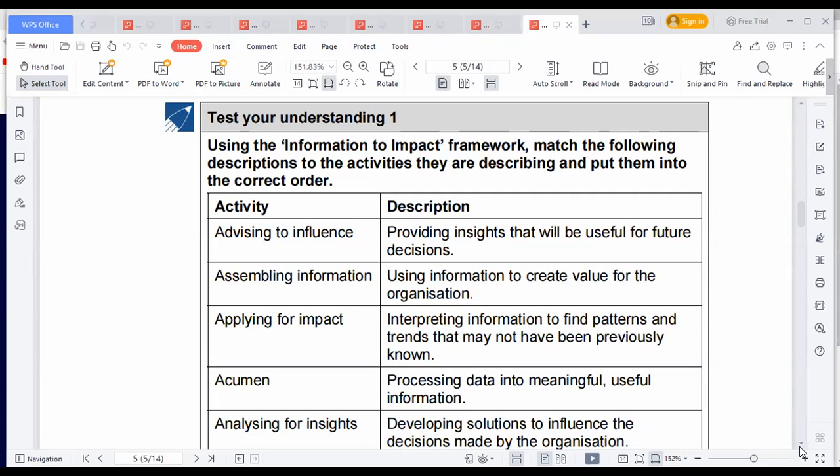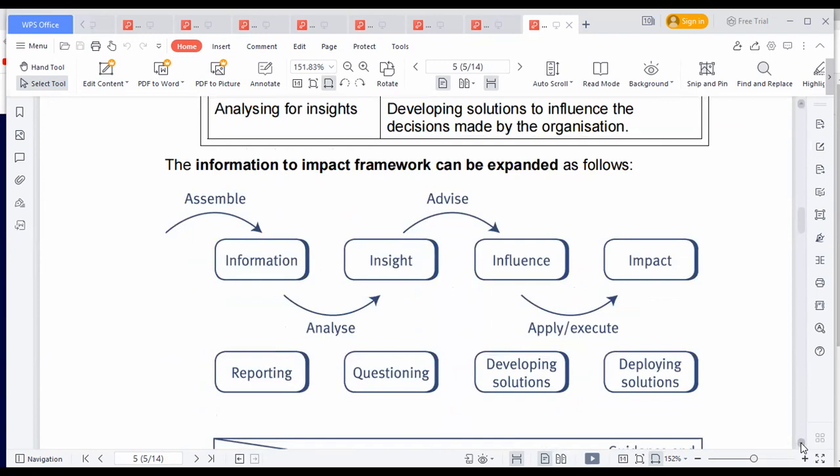Okay, let's continue, guys. It was just an exercise. So this is basically the information to impact framework. We have already talked about it, so it's more like a repeat. We start with assembling information, we analyze to provide insight, advise to influence, and then apply or execute to impact.